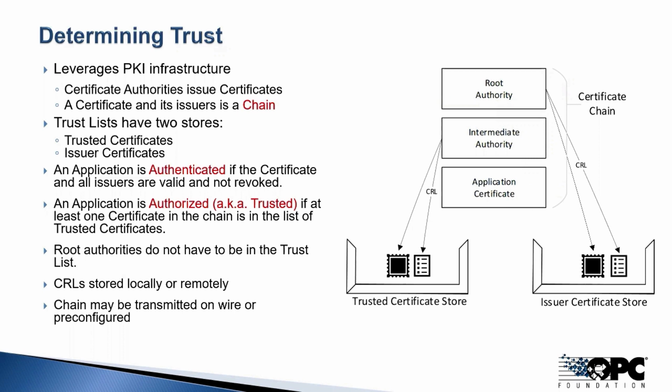One list is used for authentication. That's the issuer certificate store. It basically contains all of the certificates that are needed to verify the integrity of any certificate that's provided. So if an application presents an application certificate that's signed by a particular CA, then the issuer certificate store would have that CA in there, and the server would be able to verify that the application certificate is indeed valid and was actually issued by that CA.